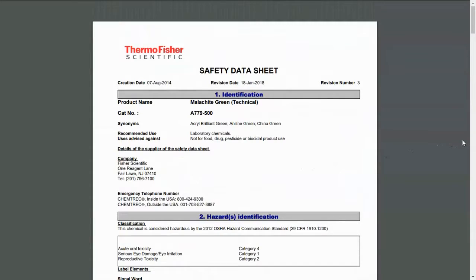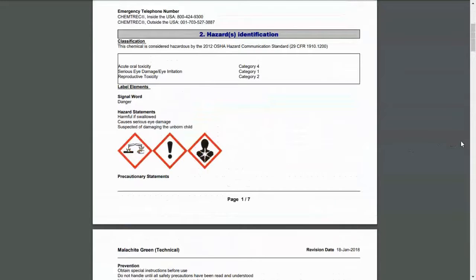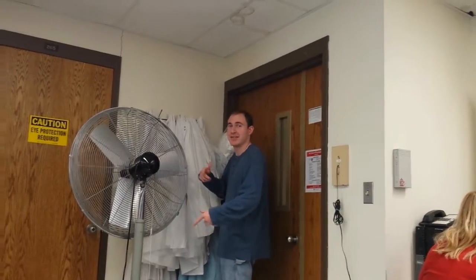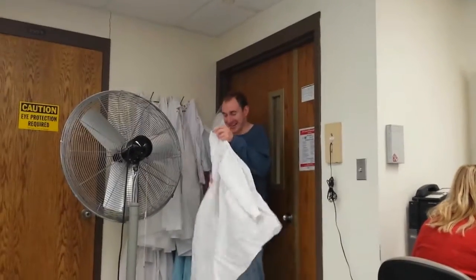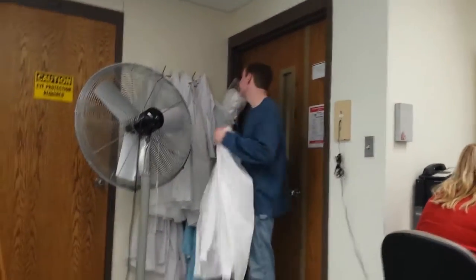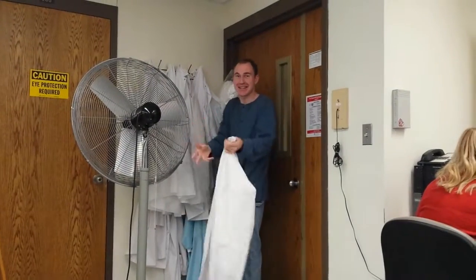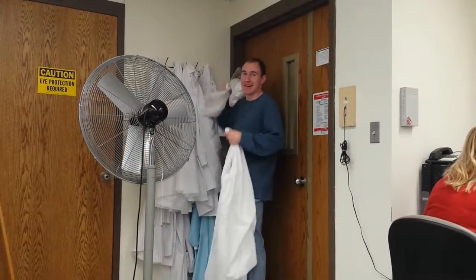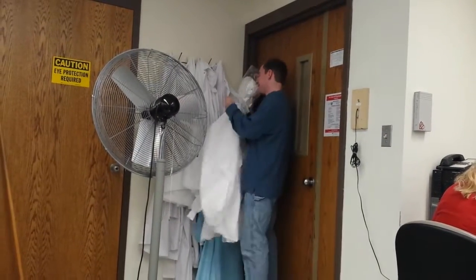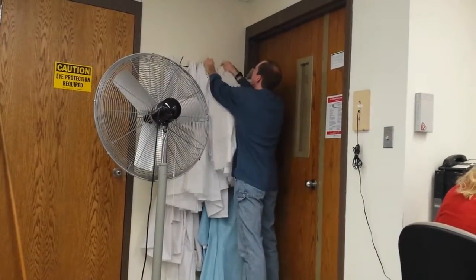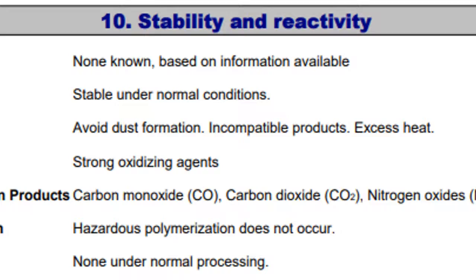The first hazardous material we will be using is malachite green. It has acute oral toxicity, serious eye damage, and reproductive toxicity. It is harmful if swallowed, it will cause serious eye damage, and it is suspected of damaging the unborn child. To prevent this, we will be using laboratory coats, gloves, and splash-proof goggles. Due to the decomposition products of malachite green being carbon monoxide, carbon dioxide, and nitrogen oxides, we will need to seal this in a tight, closed container.